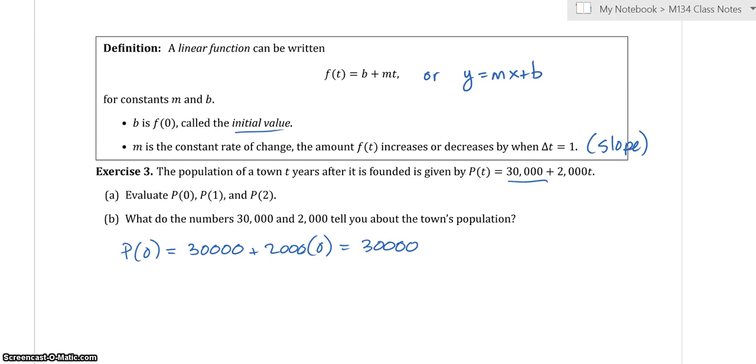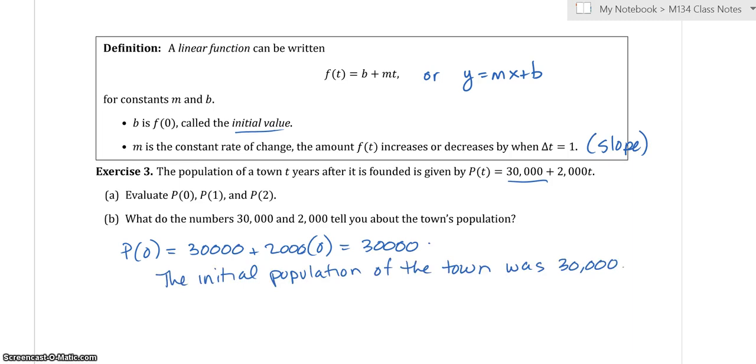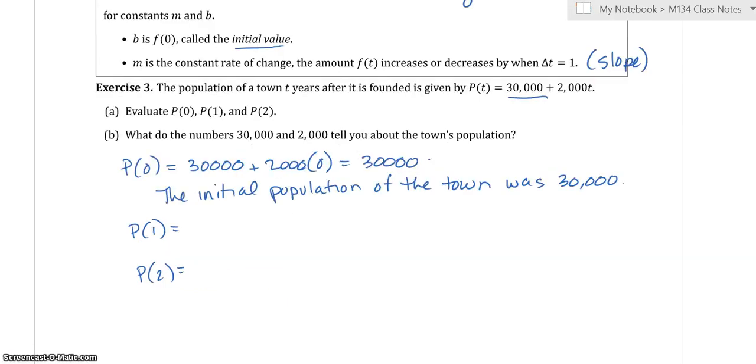It makes sense because in exercise 3 it says the population of a town t years after it's founded is given by this formula. So t equals 0 means right when it was founded. So this would be, in this case, the initial population. I'm just going to rewrite it here. It means that the initial population of the town was 30,000. You can practice. Go ahead and find P of 1 and P of 2. And after you find those, you can pause it and see if you got the answers correct.